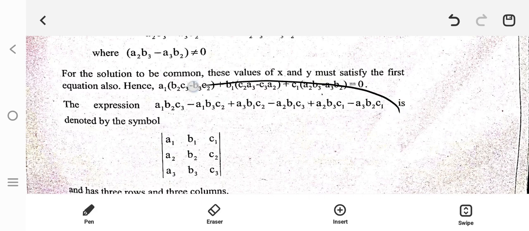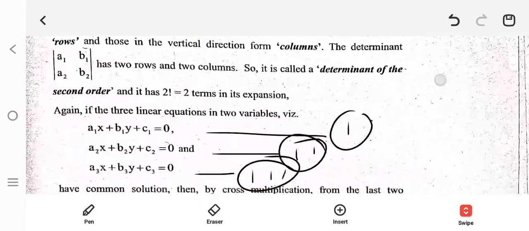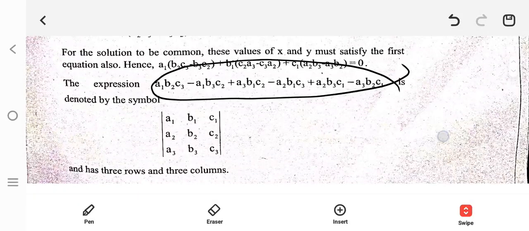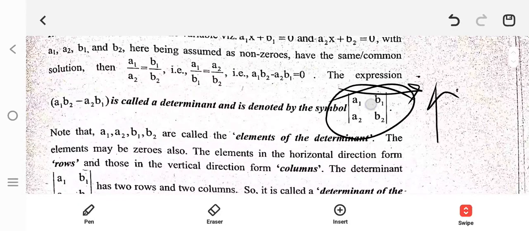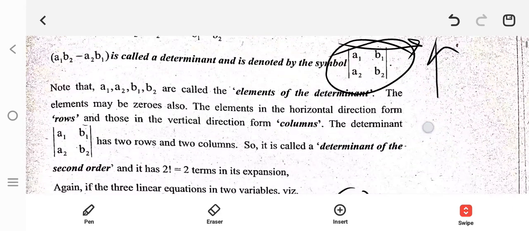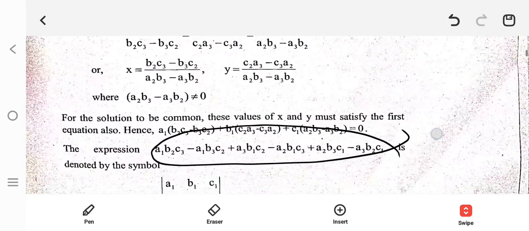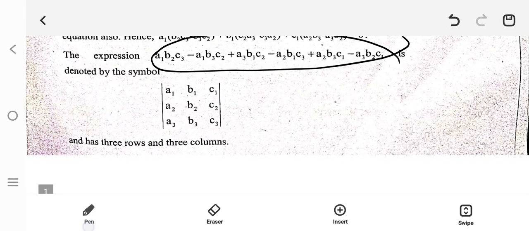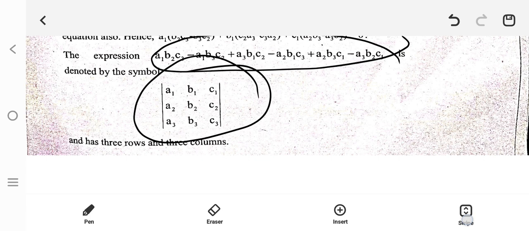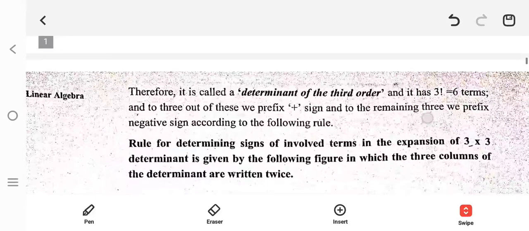So this expression, like the above one for the two linear equations, we denote with this symbol of a second order determinant. And for the three linear equations, this expression we symbolize like this, right? So here we have three columns and three rows, so this is the third order determinant.